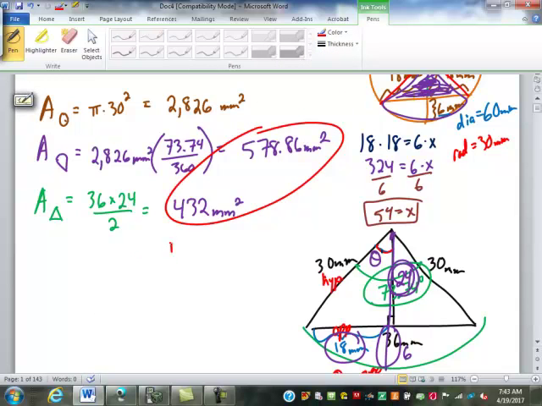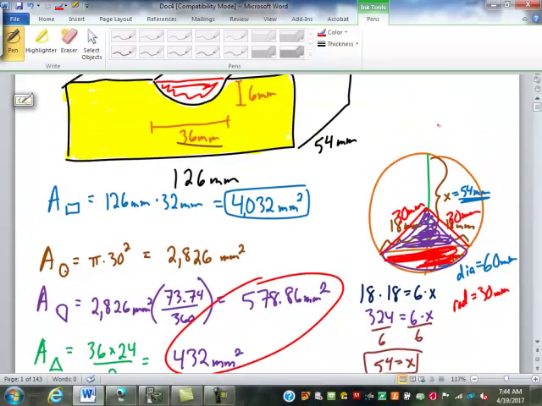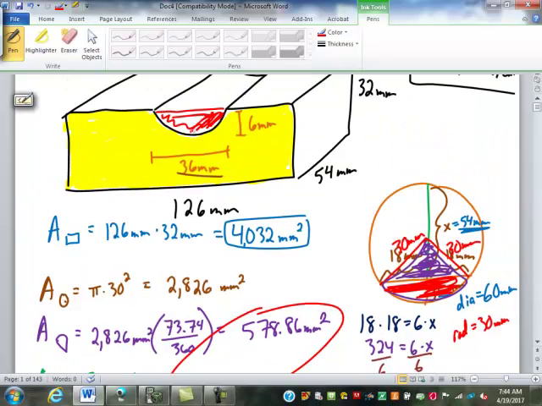We're going to subtract these two. So that gives us 146.86 millimeters squared is the area of that segment here, this piece. Or that's the area of this red piece here that's subtracted out.